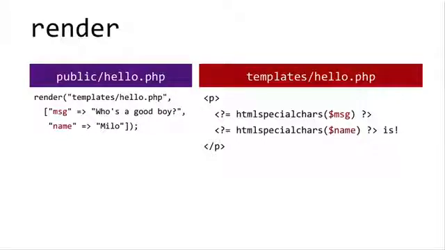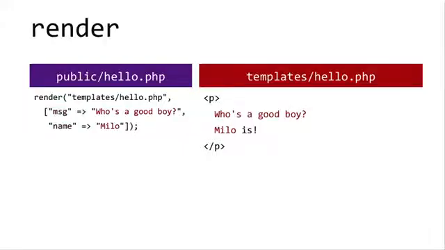Now, if you want multiple values to be passed in, that's great too. You can pass in multiple values in your associative array. So here I have a message as well as a name, and those are both displayed in my template.